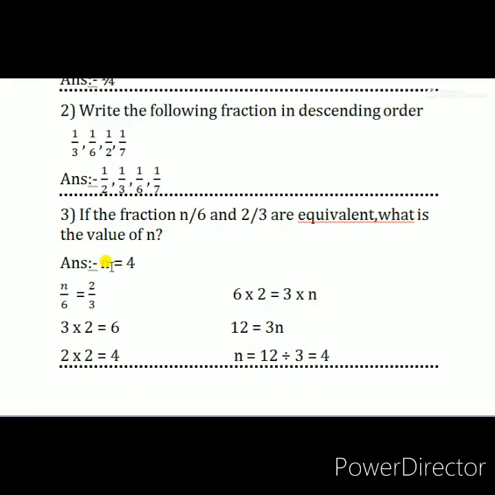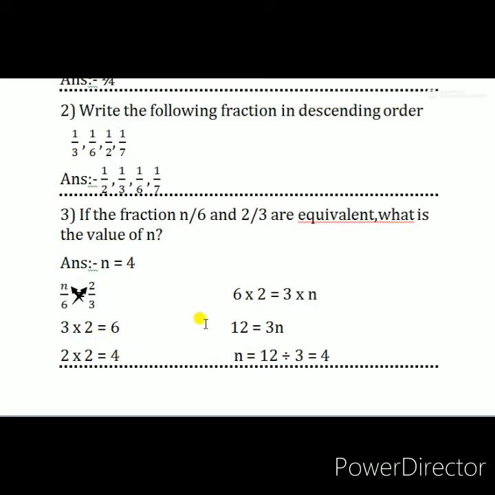How can we check it? By cross multiplication. If you cross multiply, the value will be the same. The cross multiplication means n by 3 and 6 multiplied by 2. 4 3s are 12, 6 2s are 12. So the value of n we have found, 4, is the correct answer.